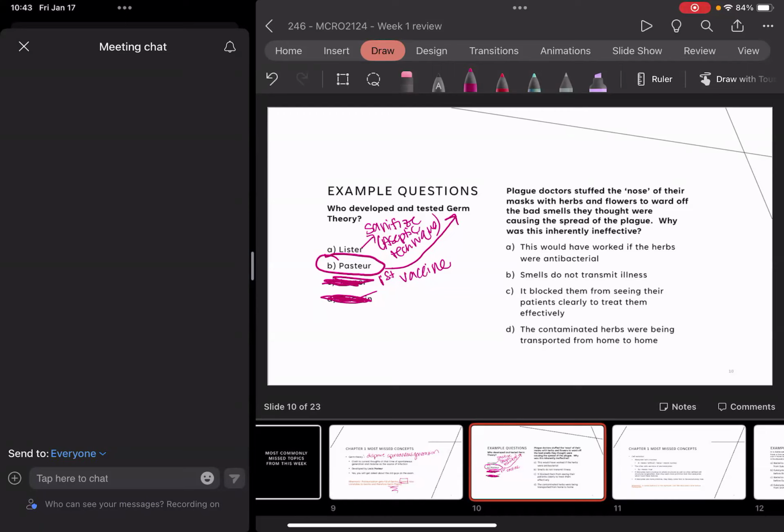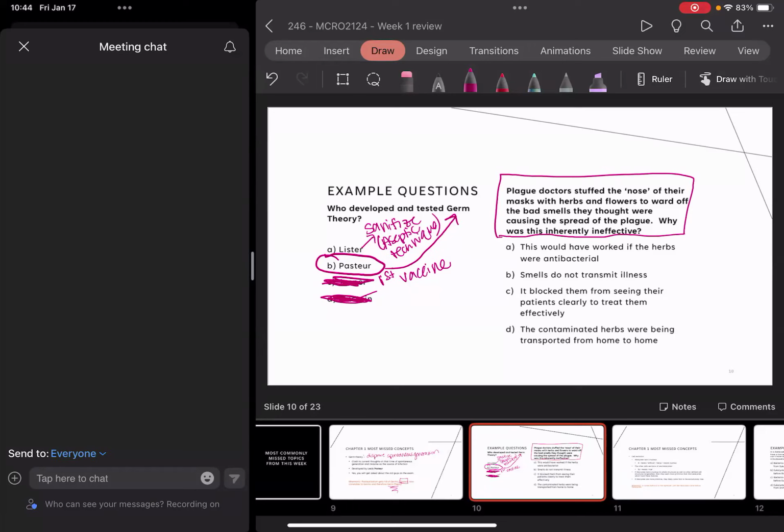So why was that ineffective? Because preventing the smell is not what's causing the disease, right? So already I'm assessing this question, and you should always be assessing all of your questions on your tests and quizzes before you even look at your choices. Why wouldn't herbs and flowers prevent you from getting sick? Because smells aren't what causes you to get sick, right? It's germs. So, microbes. So, let's see our choices and see what aligns with that type of thinking.